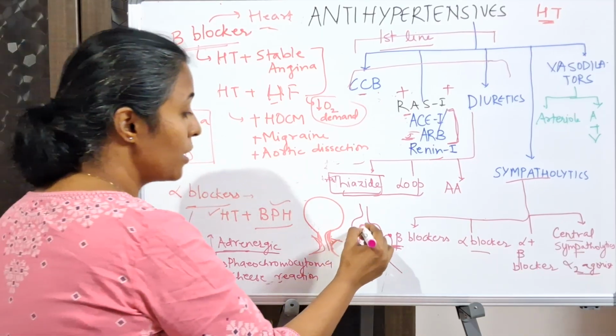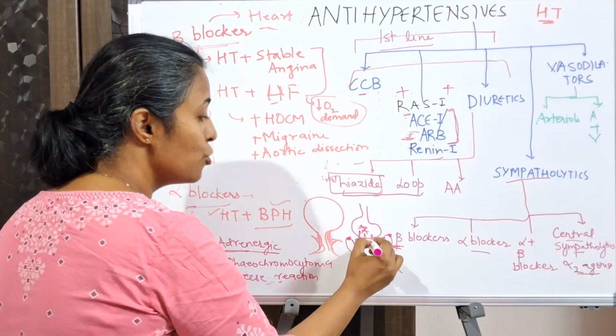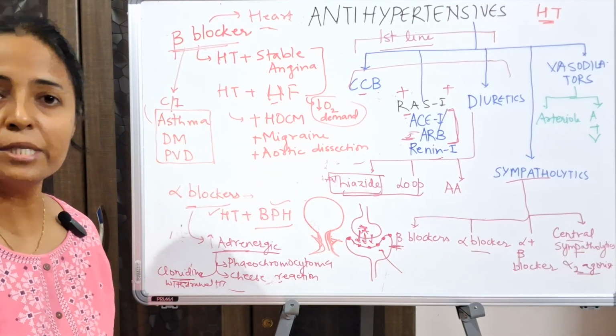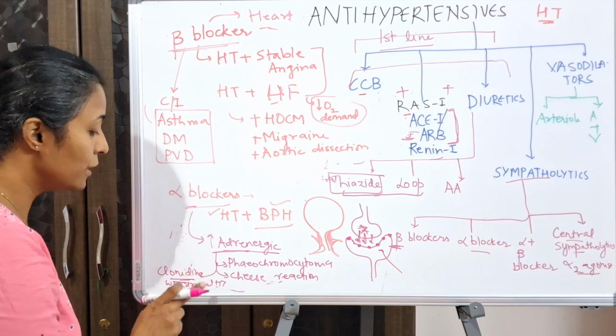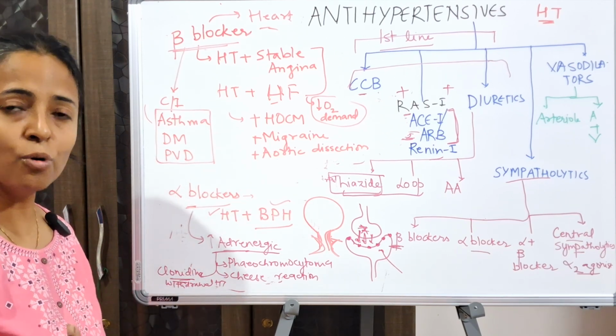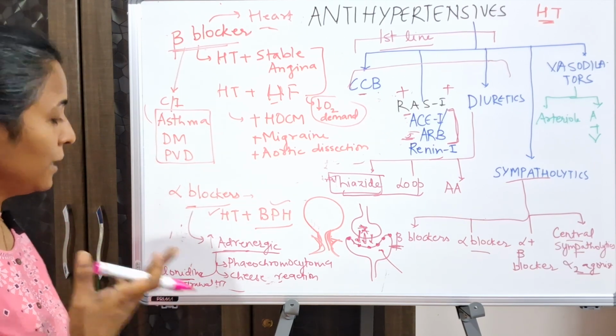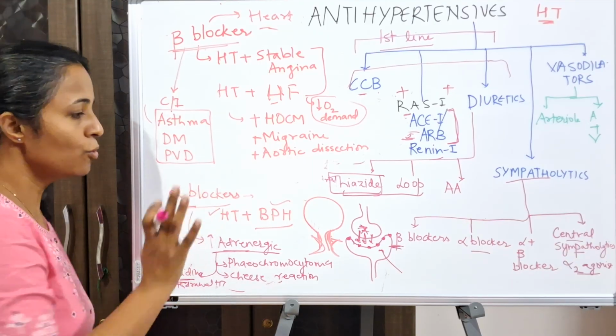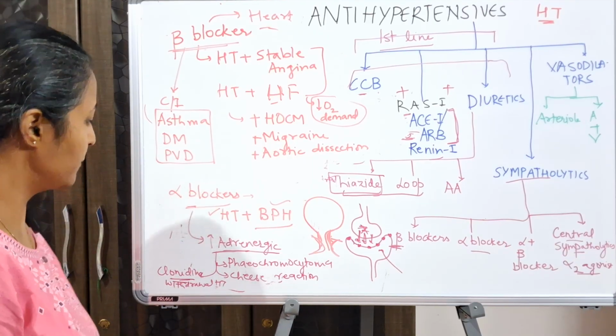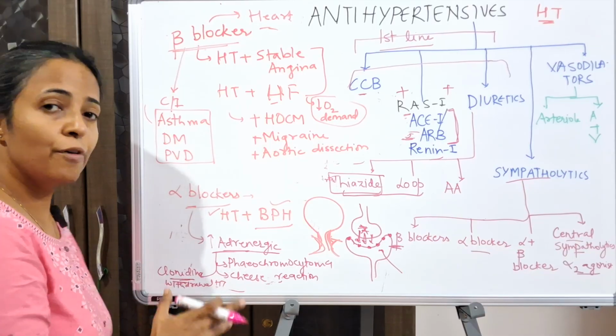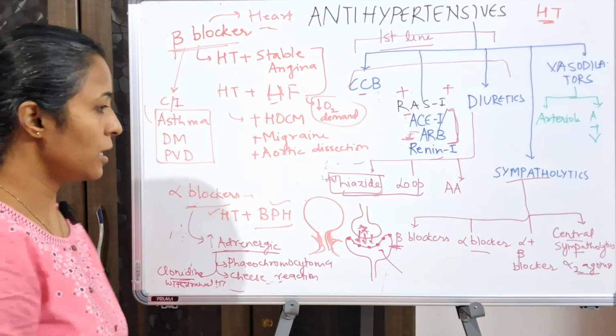Now what will happen? Norepinephrine secretion will resume. It is going to act on so many receptors, and hence there will be clonidine withdrawal hypertension, because now the effect of the norepinephrine will increase. So in that case also we use alpha blockers. Understanding? So in case of hyperadrenergism, we use alpha blockers.